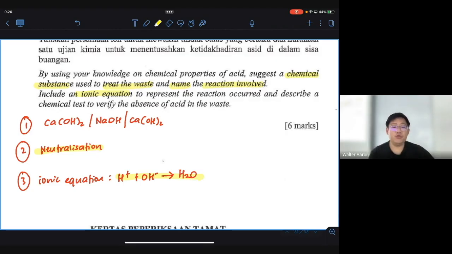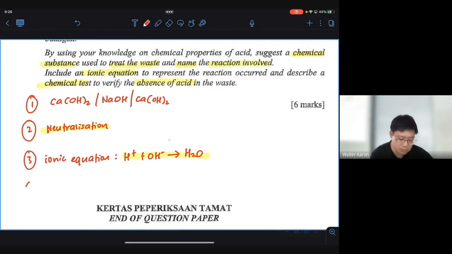Then they want you to describe a chemical test to verify the absence of the acid. So what can we do to test for acidity? A simple one is to use litmus paper, moist blue litmus paper. It will not turn red. As long as it doesn't turn red, then you know that it is not acidic anymore. So that's the test you can use: moist blue litmus paper, and the outcome will be that it does not change color.